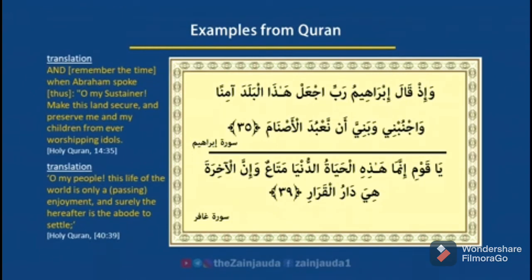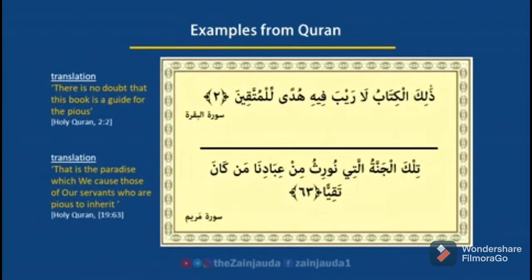In the first verse we have هذا البلد, or without the last fatha if we want to pronounce it in isolation, هذا البلد. So balad is a masculine word which means country or land. In the second verse we have هذه الحياة. Hayat is feminine and it means life.